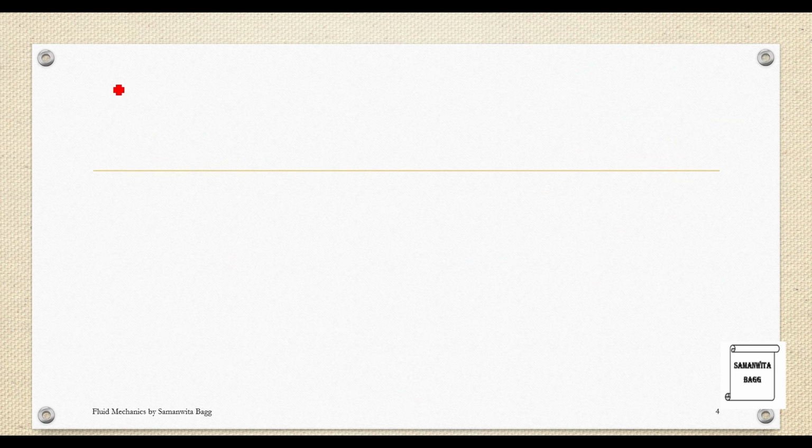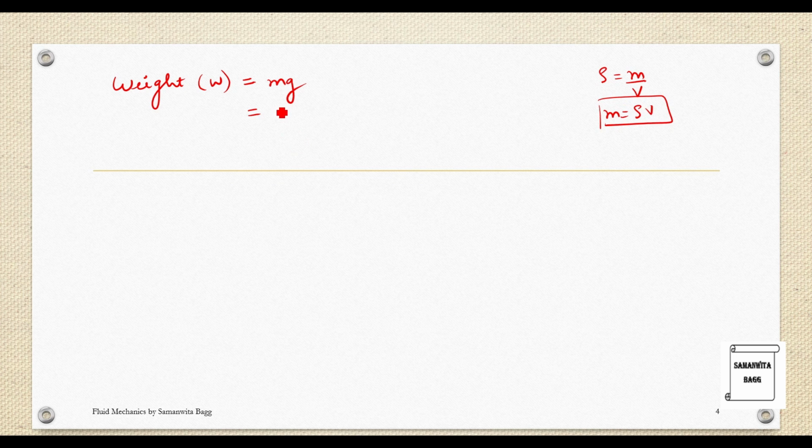So let's talk about the weight. When we talk about weight, W, we know this is equal to m into g. This is the basic formula for weight. We know density is mass upon volume. So can I say mass is equal to rho into V just by cross multiplying? So when I substitute here for mass as rho V into g, this also becomes a formula for weight. We are talking about the weight of the element ABC, which is important. That is a wedge-shaped element we have.